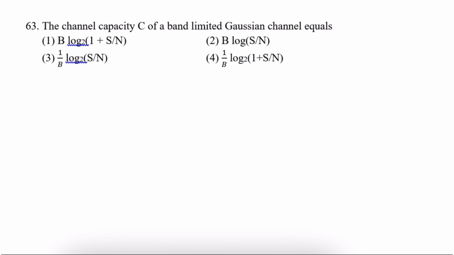Next, channel capacity C of a band limited Gaussian channel equals to? We know that channel capacity C as per the Shannon-Hartley theorem is C equal to B log to 1 plus signal to noise ratio. So the correct option is 1.